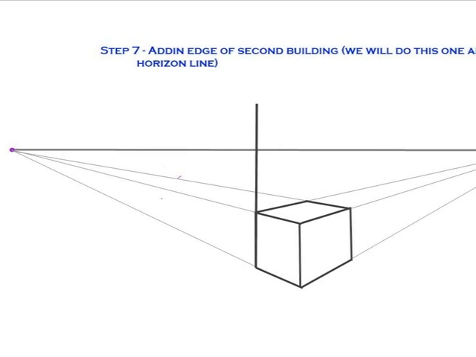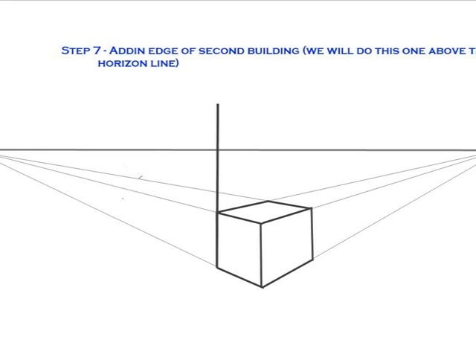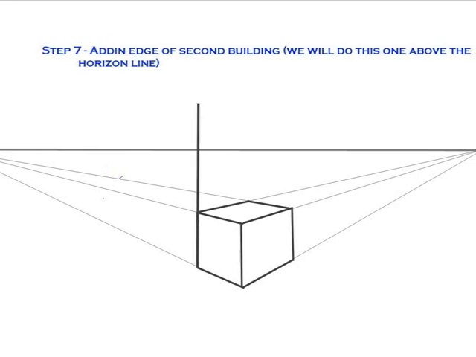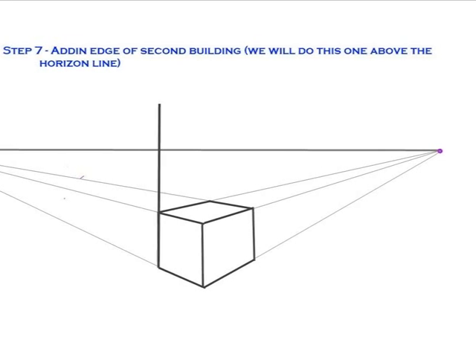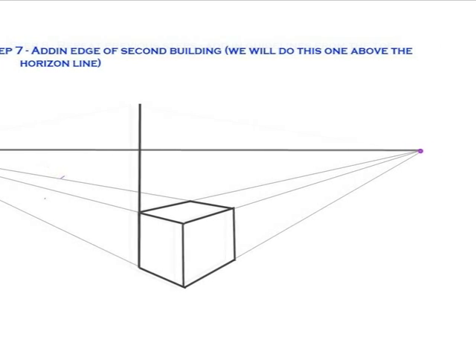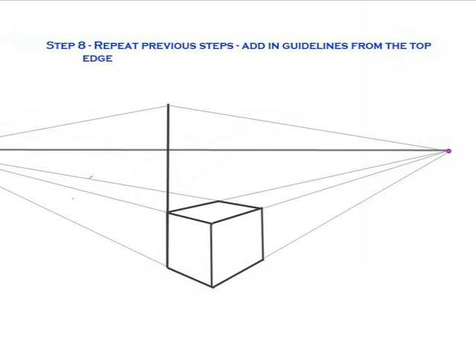Okay, so now we're on step 7. We're ready to add our second building. So once again, I start with the front edge. And this time I'm going to make a building above the horizon line, because that's one of the requirements in the project.